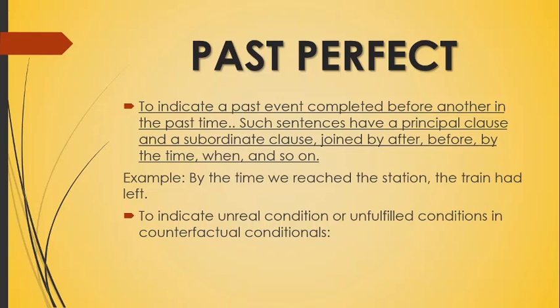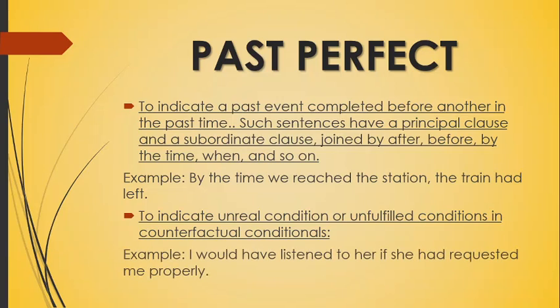We can also use the past perfect tense to indicate unreal or unfulfilled conditions in counterfactual conditionals. So what is this? You see, something has happened, done, completed, all right. But what if something had happened in a different manner? We are not saying that the different thing has actually happened, but we are imagining that it could have happened. Things could have been different. So to indicate that difference, we use the past perfect tense. How? Let's have an example.